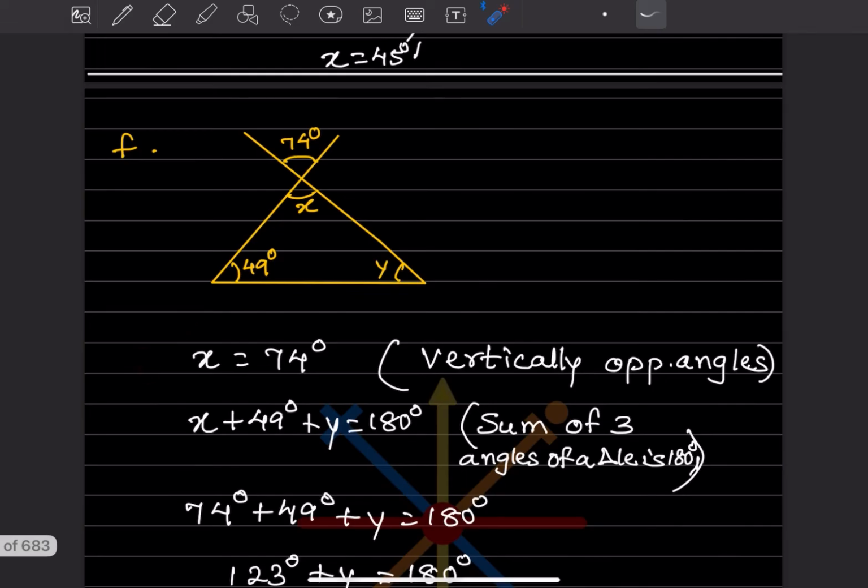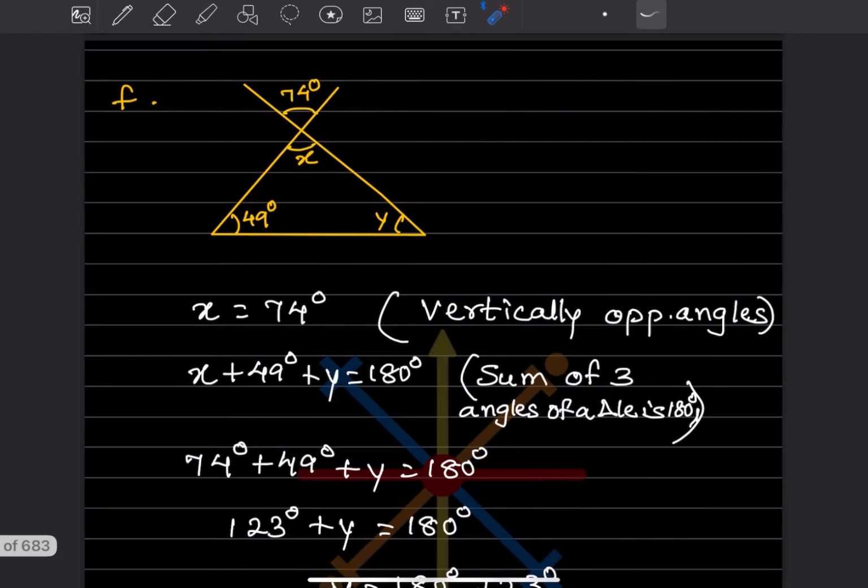X is 74 degrees, that is vertically opposite angles. You have to write the reason. So now we know this is 45, so now this is easy to find out. So 45 plus 49 plus y is 180, because the sum of three angles of a triangle is 180.